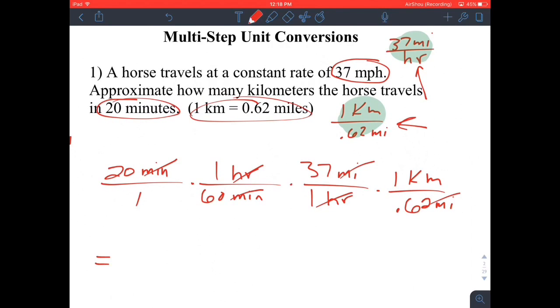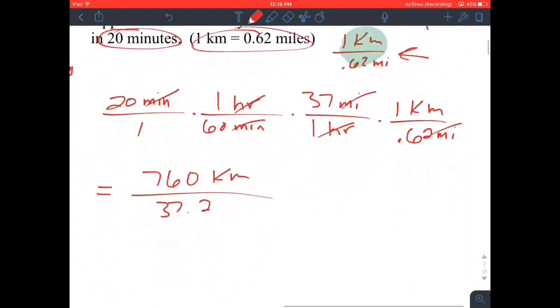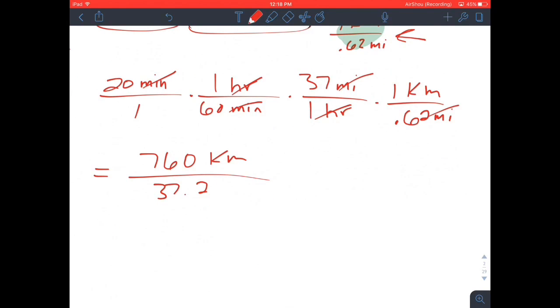If you multiply the top numbers together, I'll do that real quick with a calculator, 20 times 37, you get 760 kilometers. Multiply the bottom numbers together, 60 times 0.62, you get 37.2. That has no label because they have all been canceled out. If you divide those, you're going to get approximately 20 kilometers.